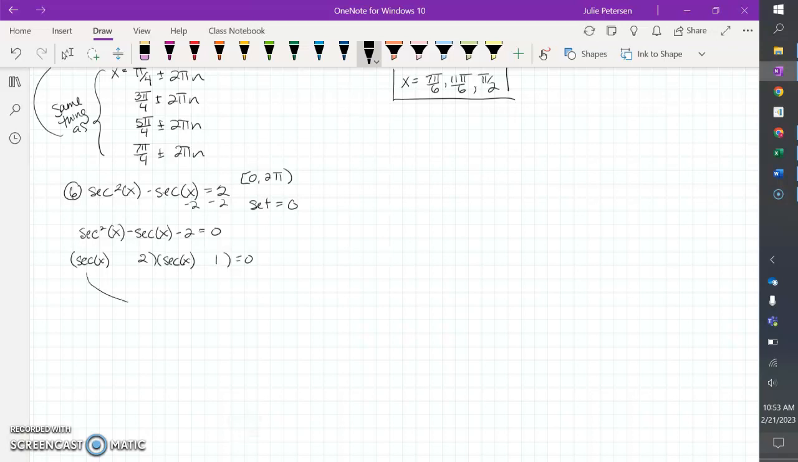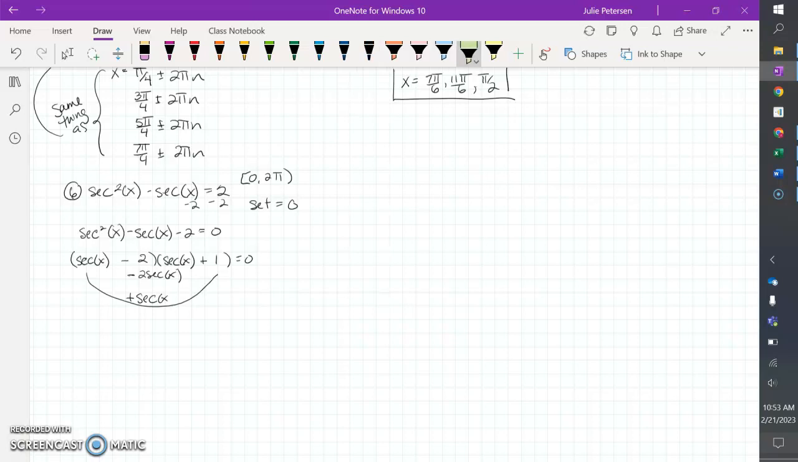And we just have to think about, all right, if I do the outside terms, that gives me secant of x. If I do the inside terms, that gives me 2 secant of x. Knowing that this has to multiply to a negative 2, one of my signs needs to be negative. In order to add up to negative secant x, I need this one to be negative and this one to be positive. So I put the minus in front of the 2 and the plus in front of the 1.